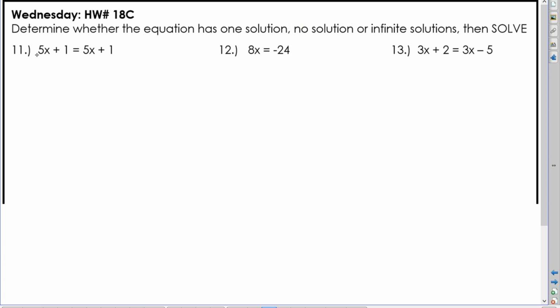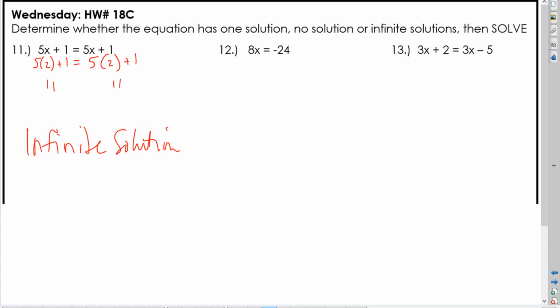So you notice here on number 11 that the left side of my equation and my right side of the equation are the exact same expression. And anytime that happens, you have infinite solutions. Any number I plug in here would work. If I plug a 2 in here, I would get 5 times 2 plus 1, and that's 11. And over on the other side, if I plugged a 2 in there, I would get 5 times 2 plus 1 also equals 11.